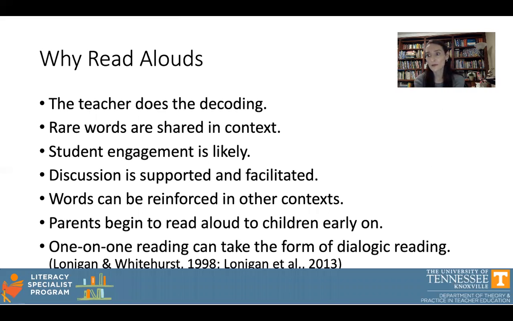So why read alouds? When we're working with read alouds, the teacher is the one who does the decoding. So students do not need to read because there is the adult who is reading. Also, the words that they will encounter will be rare. So it's more likely that they will see the word fortunate in text than hear it in oral language. They may hear lucky, which is a simplified, a child-friendly definition, if I can use that term.